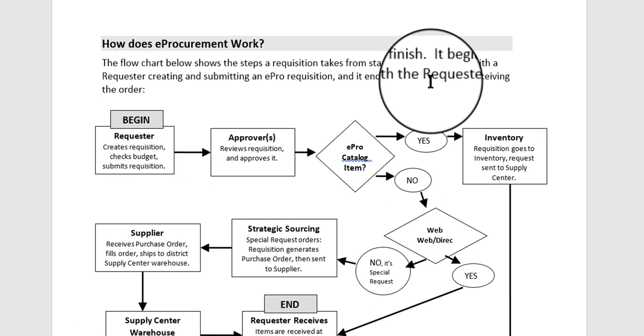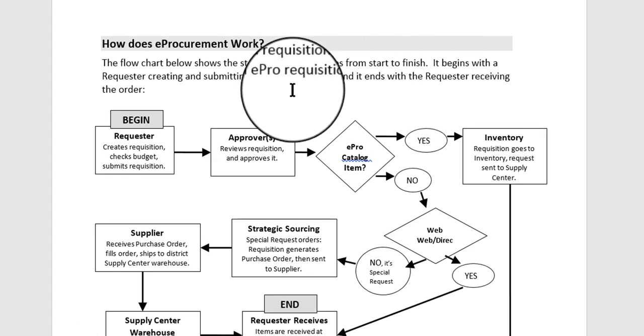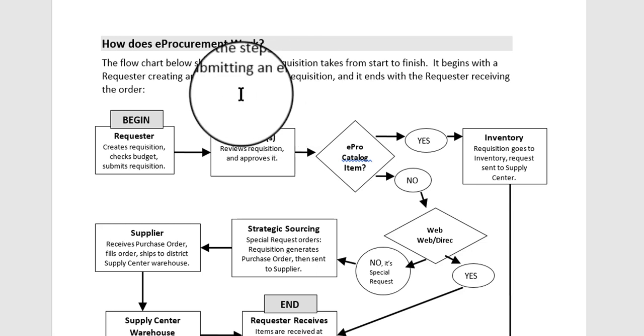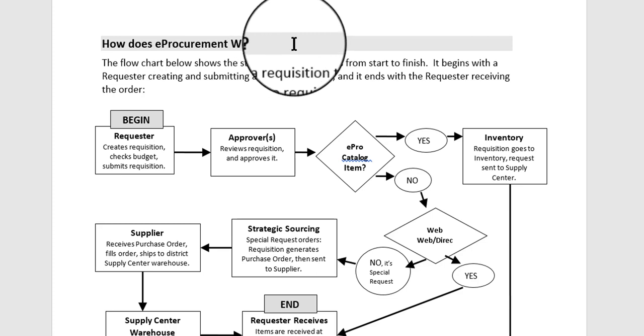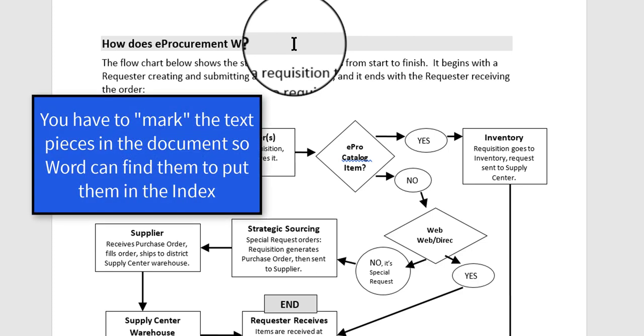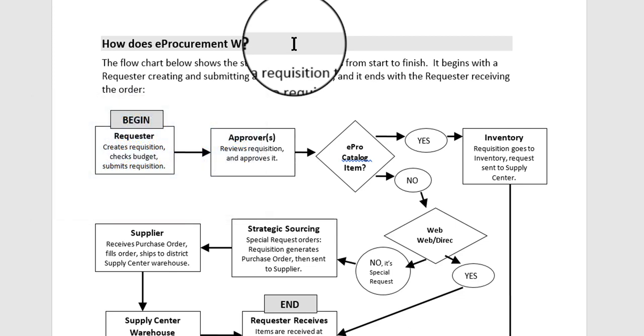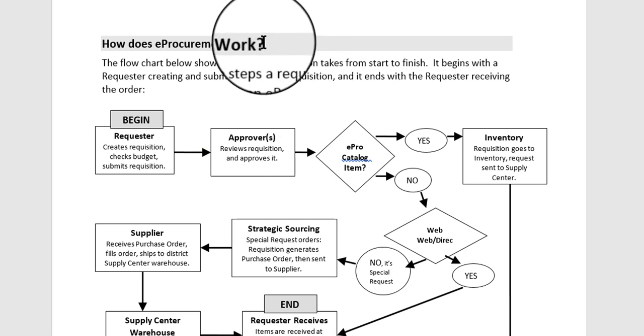So let's start with this. Let's say that I want to put in my index a marker on how to find this page exactly: How does eProcurement work? Before I can build the index page, I have to go through the document and choose the text I want, the specific topics in the index, and I have to place a marker or tag on all of those pieces of text. That is a code that Word inserts next to the text that you want to include. So let's say I want "How does eProcurement work?" I want that in the index.